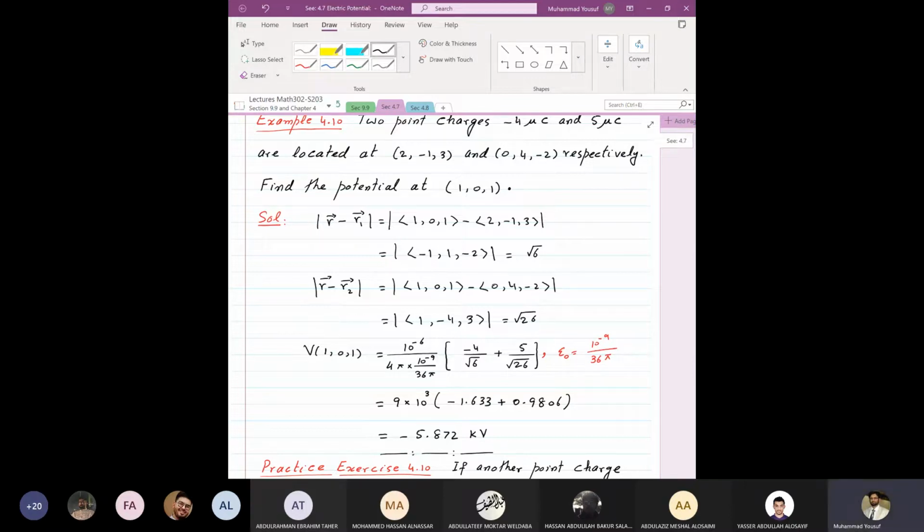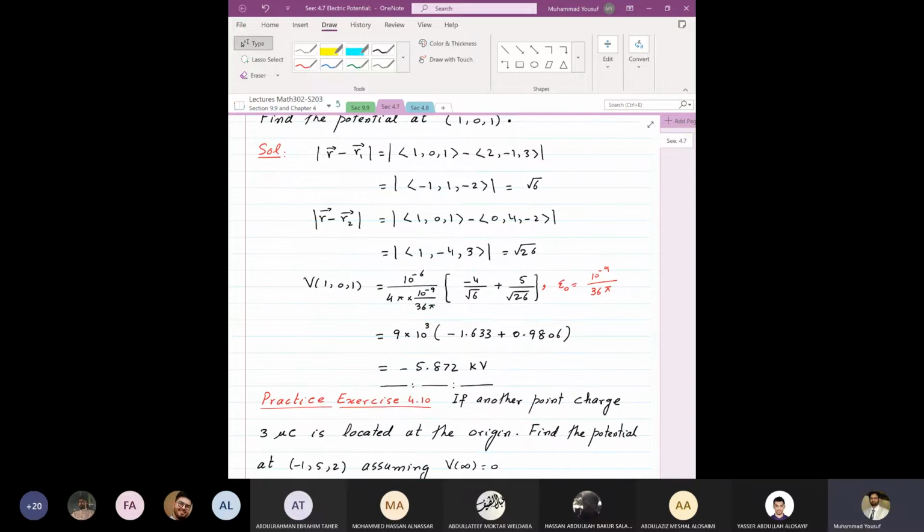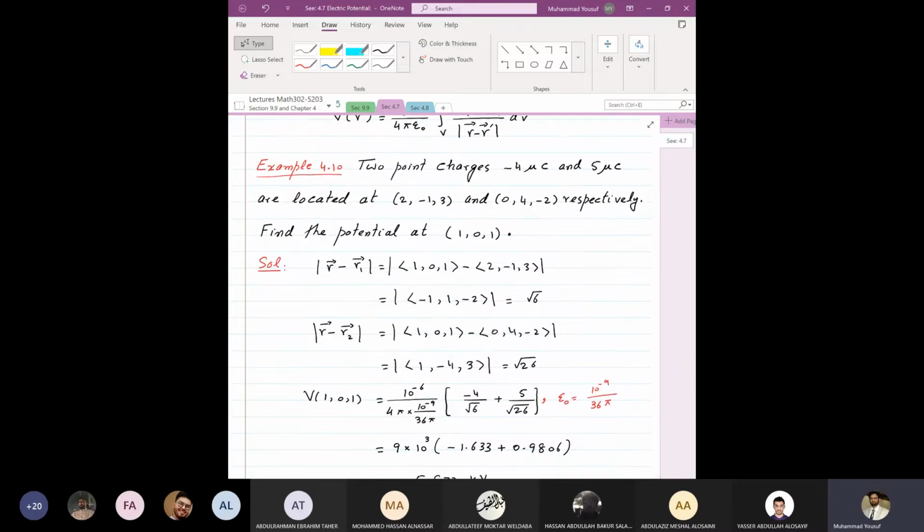The final answer has 10 power 3, so it is a big number. Instead of writing in volts, we write in kilovolts: -5.872 kilovolts. And this answer is negative. In computing the solution of this example, any step not clear, ask me.